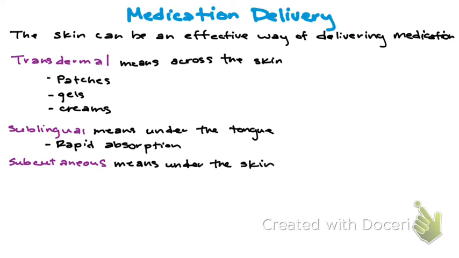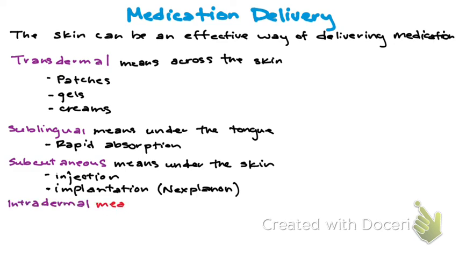Subcutaneous is under the skin, so this is like injections, like insulin or lidocaine, and implantation like the Nexplanon, which is actually a form of birth control. And then intradermal means the medication is delivered into the skin within the dermis.